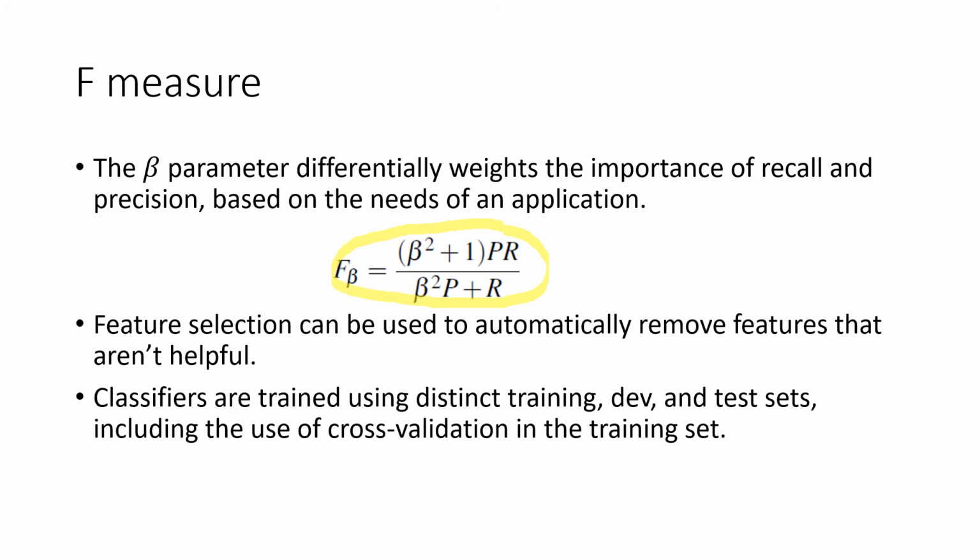The beta parameter differentially weights the importance of recall and precision, based perhaps on the needs of an application. Values of beta that are higher than 1 favor recall, while values less than 1 favor precision. When beta equals 1, precision and recall are equally balanced. This is the most frequently used metric and is called F beta equals 1, or just F1.